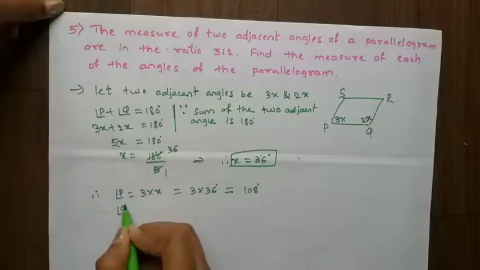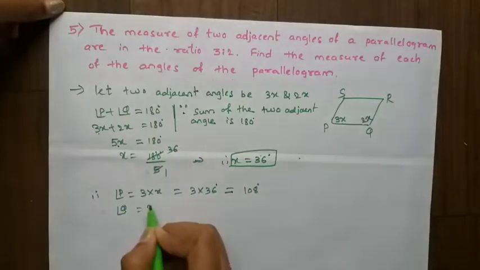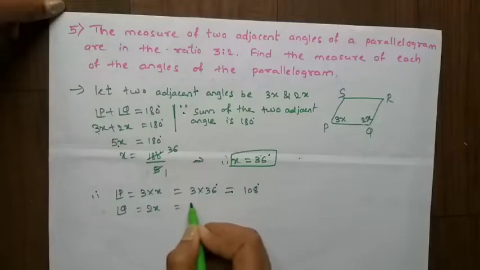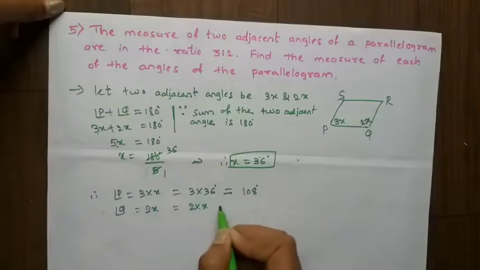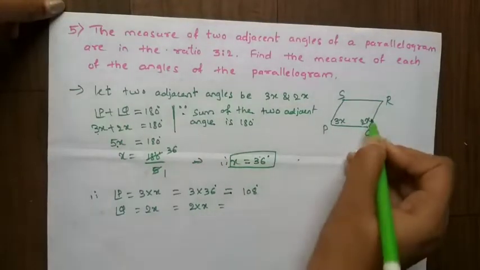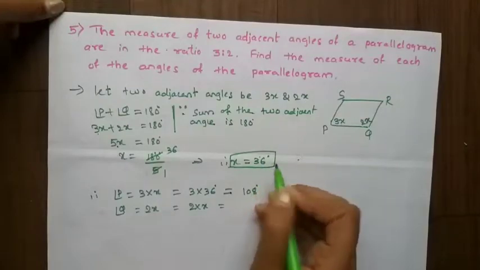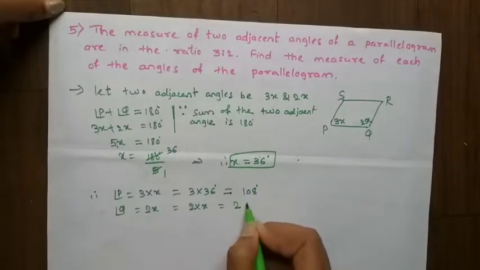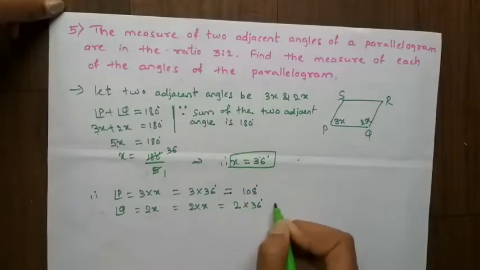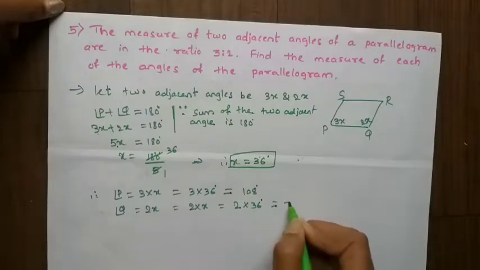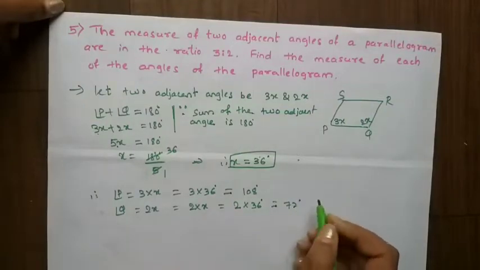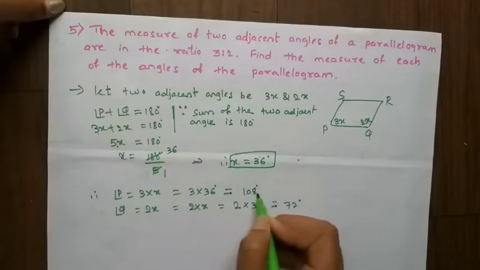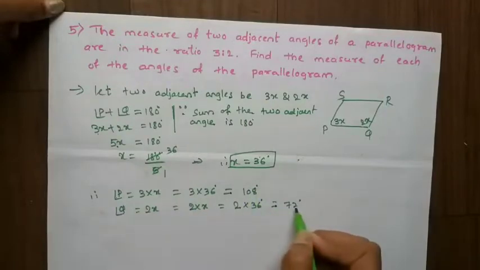Next, angle Q. Angle Q is 2x, that is 2 into x. The x value is 36 degrees, so put the x value: 2 into 36 degrees. 2 into 36 is 72 degrees. Therefore angle P is 108 degrees and angle Q is 72 degrees.